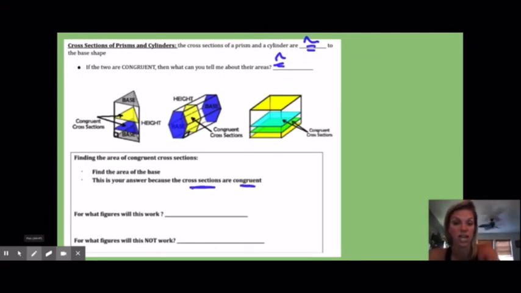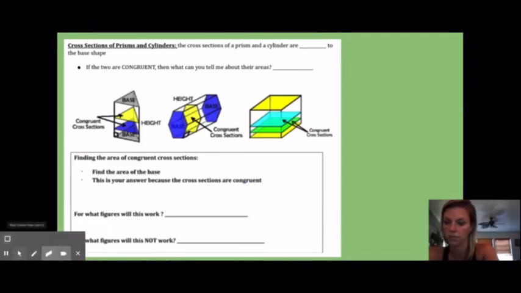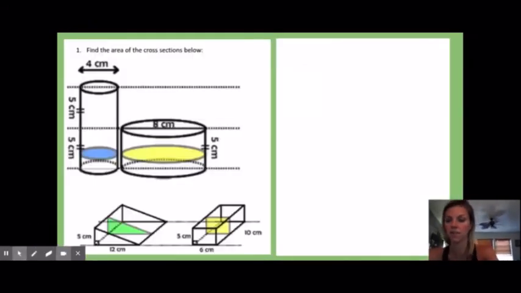So this again only works for prisms and cylinders because they don't go to a point. It will not work for pyramids and cones. Let's look at some quick examples, finding the area of the cross section of these.